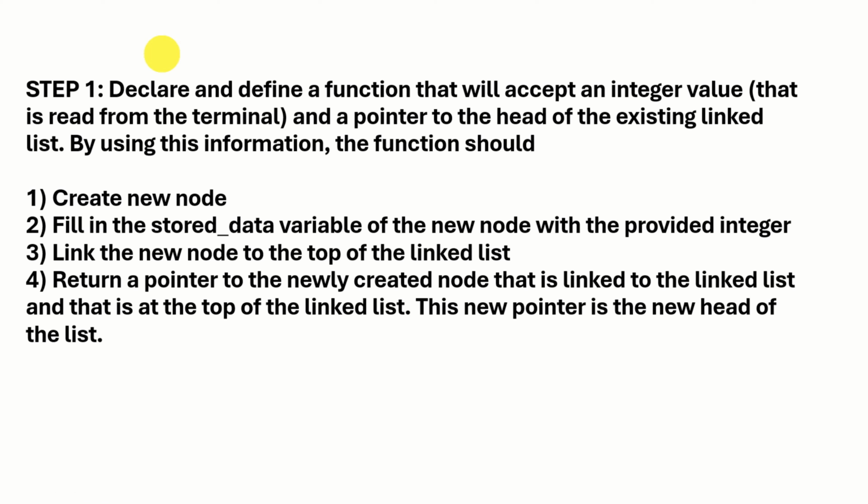Here is the first step that we need to perform. We need to declare and define a function that will accept an integer value that is read from the terminal and the pointer to the head of the existing linked list. By using this information, the function should: number 1, create a new node; number 2, fill in the stored data variable of the new node with the provided integer; number 3, link the new node to the top of the linked list; and number 4, return a pointer to the newly created node that is linked to the linked list and that is at the top of the linked list. This new pointer is the new head of the list.